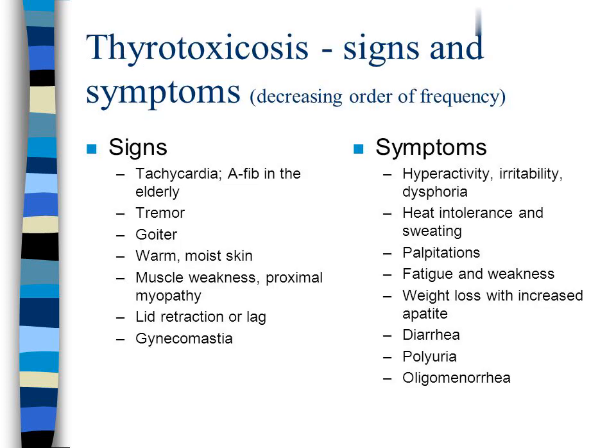Thyrotoxicosis. Signs and symptoms, in decreasing order of frequency. Tachycardia. AFib in the elderly. Tremor. Goiter. Warm, moist skin. Muscle weakness, proximal myopathy. Lid retraction or lag. Gynecomastia. Symptoms: hyperactivity, irritability, dysphoria. Heat intolerance and sweating. Palpitations. Fatigue and weakness. Weight loss with increased appetite. Diarrhea. Polyuria. Oligomenorrhea.